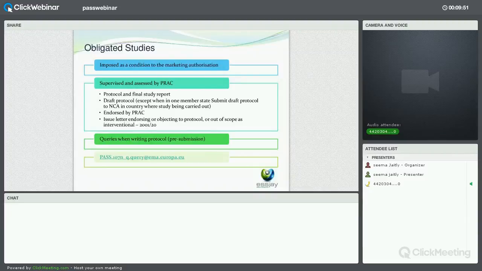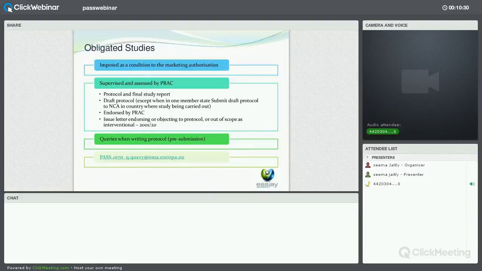So you would need to submit the protocol, final study report, etc. There's certain obligations with regards to what you need to do. Your draft protocol and final study report would need to be submitted basically to PRAC. If you've got a study that's only going to be carried out in one country, then you would submit that to the National Competent Authority of that country only. If it's a centrally authorized product, you would then submit to EMA as well. You would then get endorsement by PRAC, and they will issue you a letter either endorsing or objecting to the protocol that you've submitted, either because it's out of scope.